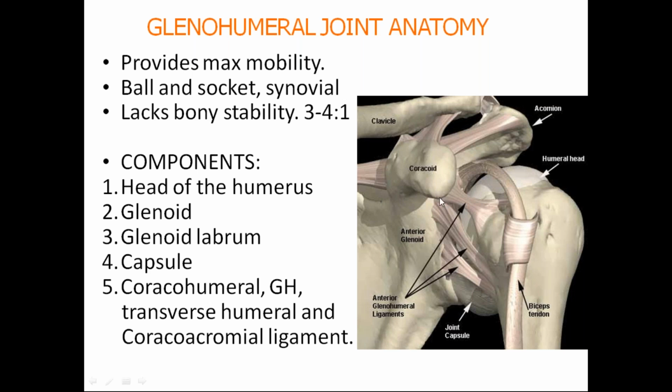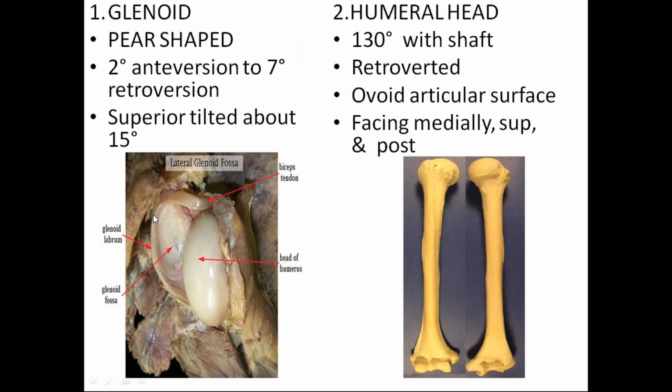The shoulder joint lacks bony stability. This is mainly because the humeral head is 3 times bigger than the glenoid, and it provides maximum mobility. Coming to the anatomy of the glenoid, it is a pear-shaped structure and a part of the scapular bone. Normally it is located at 2 degrees anteversion to 7 degrees retroversion, and it is superiorly tilted about 15 degrees with reference to the horizontal axis.